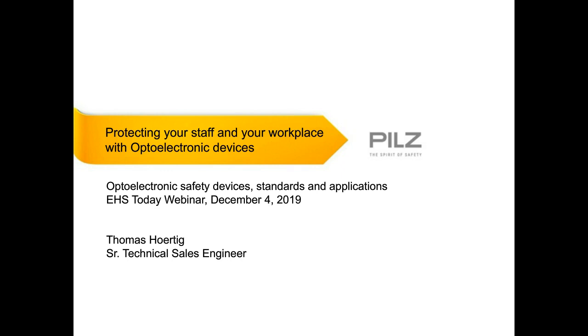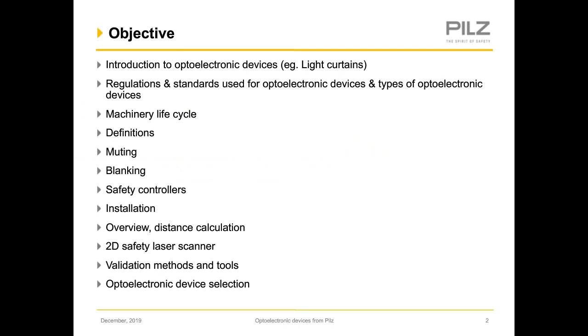For this presentation, we have the following objectives. There will be an introduction to optoelectronic devices, for example, light curtains. We talk about regulations and standards used for these devices, the machinery life cycle, some definitions, muting, blanking, touch on safety controllers, the installation of these devices, an overview of distance calculation, an example, talk about two-dimensional safety laser scanners, validation methods and tools, and lastly, a little list on how to select optoelectronic devices.